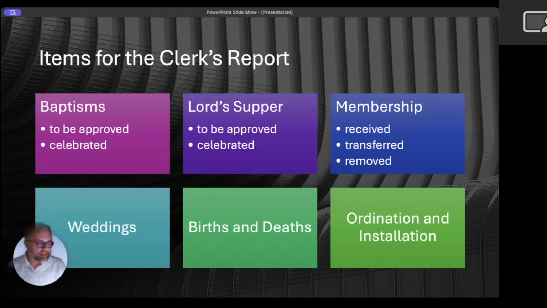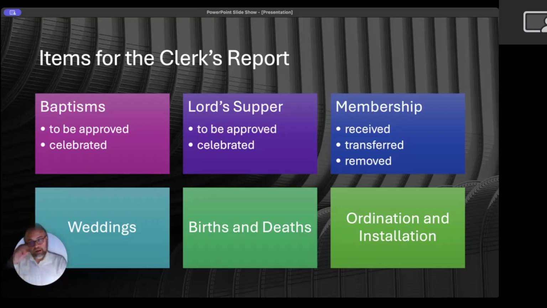I jokingly say the only thing of these six boxes that does not require session approval is birth and death. So, you know, everything else you're going to need a motion for. So you just need to be ready that you're getting approval for baptisms, Lord's Supper, membership, weddings, and ordination and installation. But you as the clerk just want to make sure that we have that record of births and deaths that are related to the congregation.